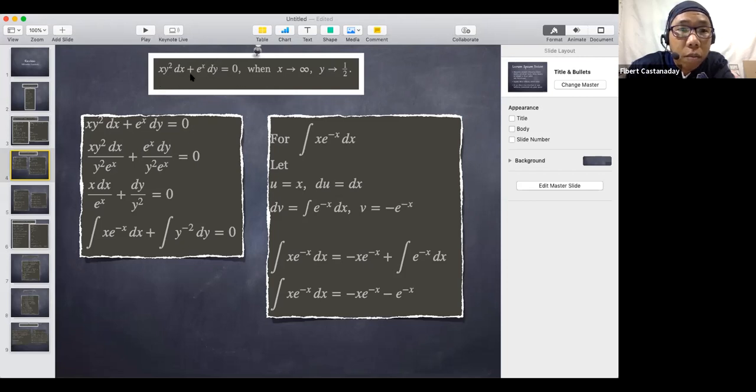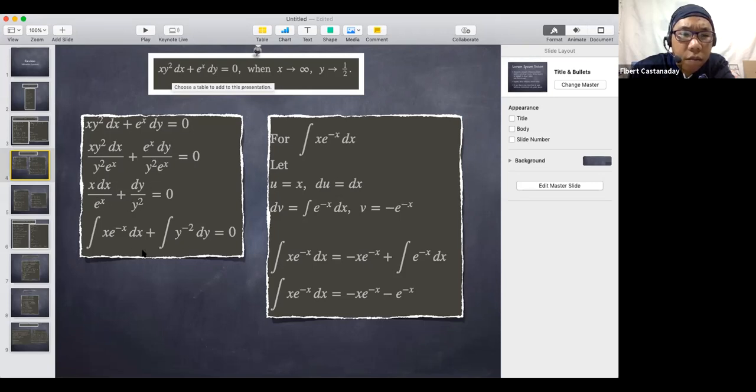And you also want to eliminate a function of x in this term. So you divide the entire equation by e raised to x. That's why you have y squared e raised to x. The entire equation is divided by this product, y squared e raised to x. So having divided the entire equation by this product, we have the resulting equation x dx over e raised to x plus dy over y squared.